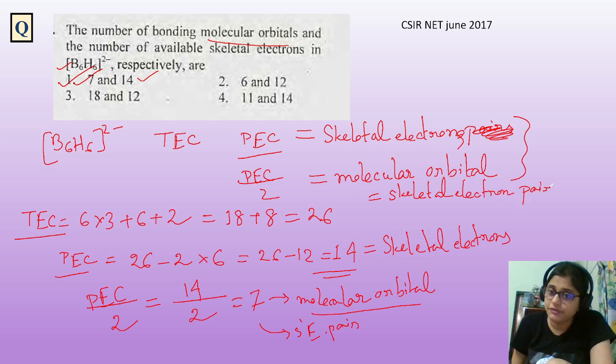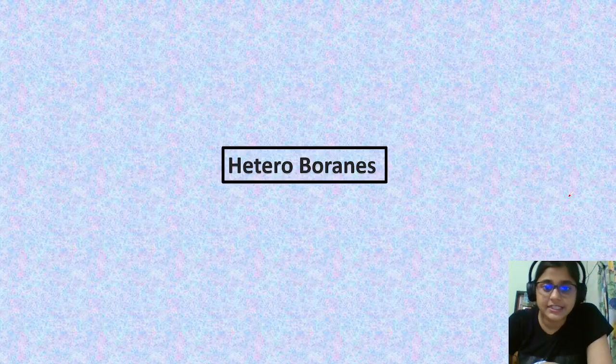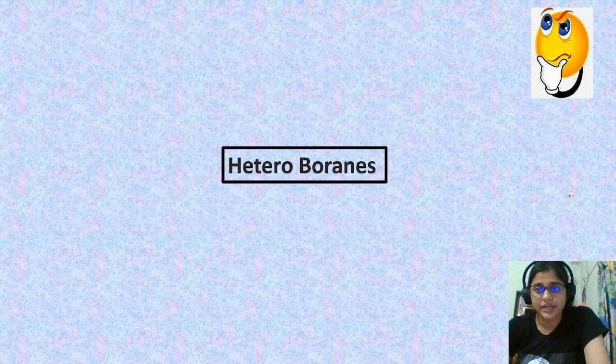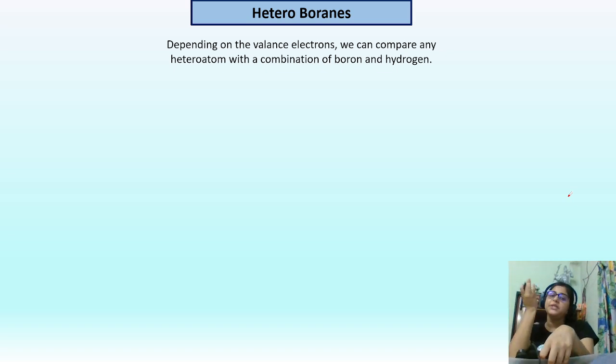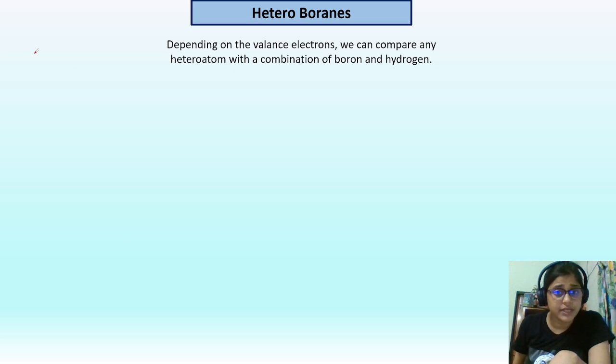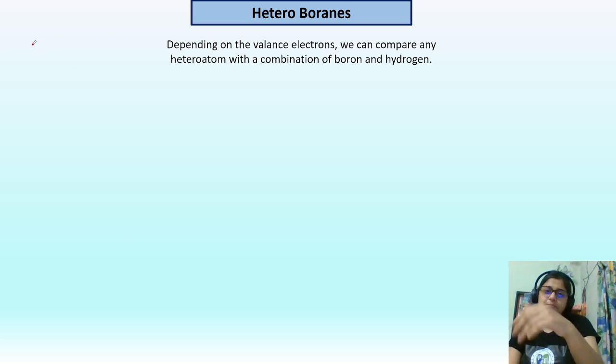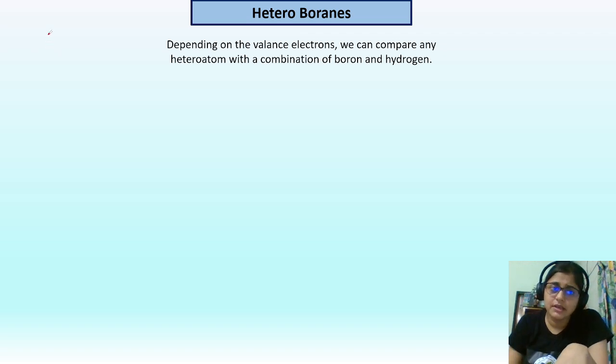Don't be confused. Okay? Fine. Next is the heteroboranes. This is very important. So heteroboranes means with boron some heteroatoms are also there. Like the other group elements can be there, and sometimes a transition metal is also there.